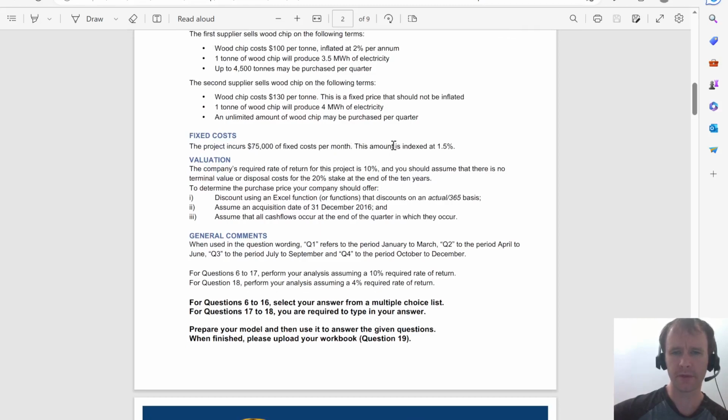$75,000 fixed cost per month, indexed at 1.5%. Required rate of return is 10%. No terminal value or disposal costs. We're just getting a present value of the 10 years of cash flows. Discount using an Excel function or functions that discounts on an actual over 365 basis. That's a very convoluted way of saying use XNPV.